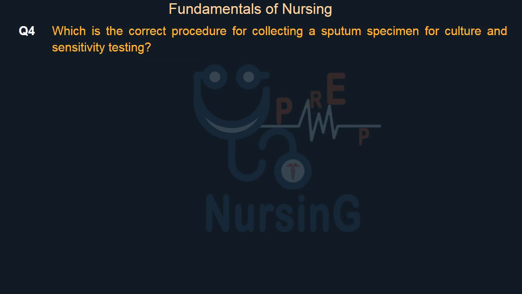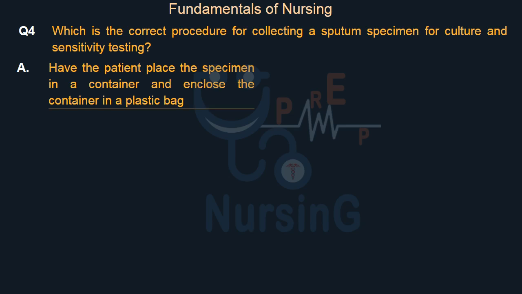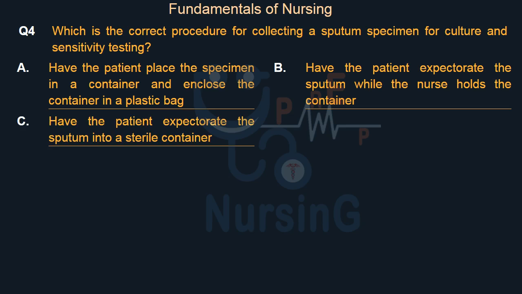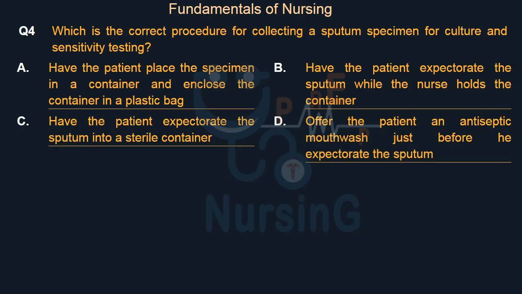Which is the correct procedure for collecting a sputum specimen for culture and sensitivity testing? Option A. Have the patient place the specimen in a container and enclose the container in a plastic bag. Option B. Have the patient expectorate the sputum while the nurse holds the container. Option C. Have the patient expectorate the sputum into a sterile container. Option D. Offer the patient an antiseptic mouthwash just before he expectorates the sputum.